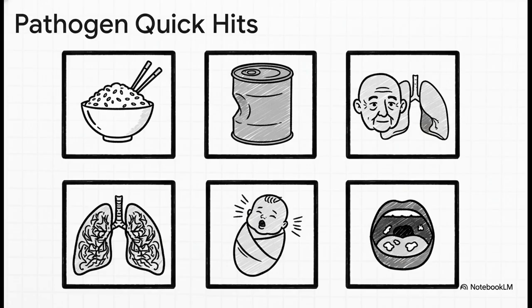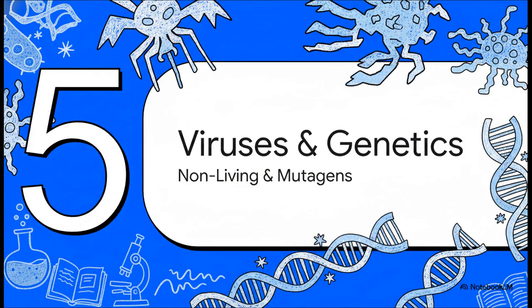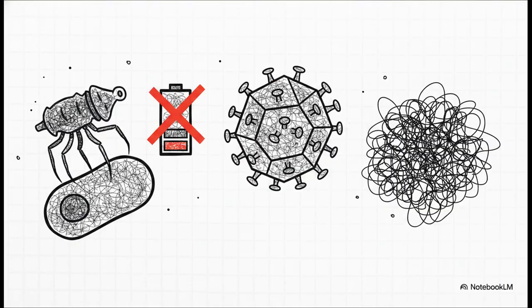Finally, a very common fungal infection, Candida albicans. This is the organism responsible for thrush, which presents clinically in the anatomical area of the oropharynx. You absolutely need to memorize these associations. And finally, Section 5, Viruses, Prions, and Genetics, the non-living and mutagens. Let's focus on the non-living entities, genetic mutations, and wrap up with a little microbiology history.